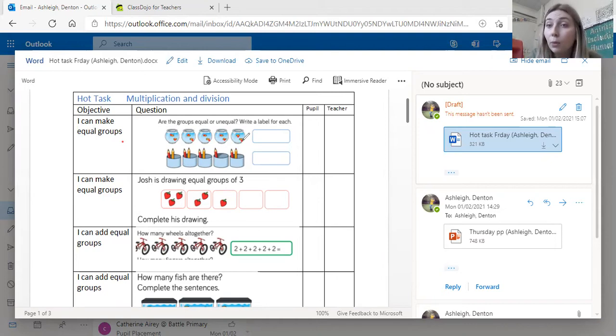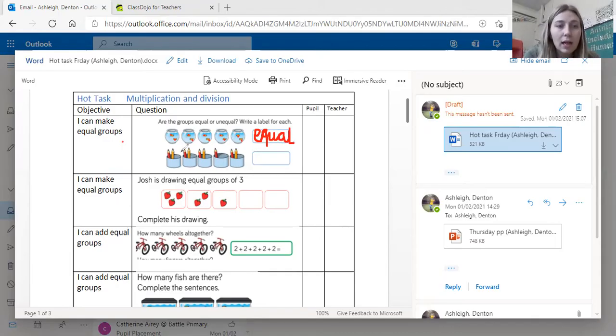So does that mean they are equal or unequal? Well done, they are equal. So I'm going to write, oh dear, Miss Denton's going to try and write equal. There we go. I got there in the end. Equal. Okay. They are equal because they have the same amount of fish in each bowl.